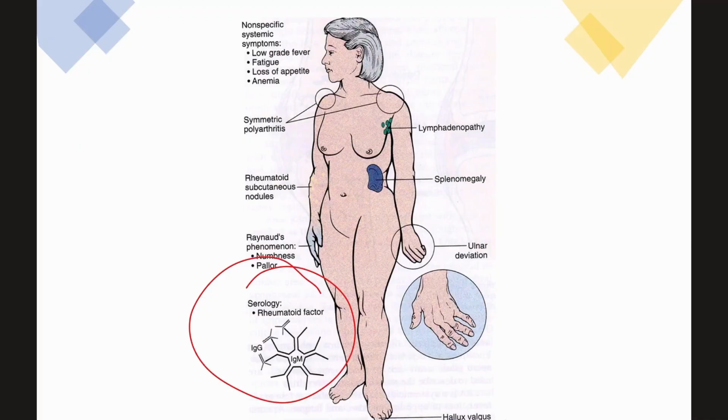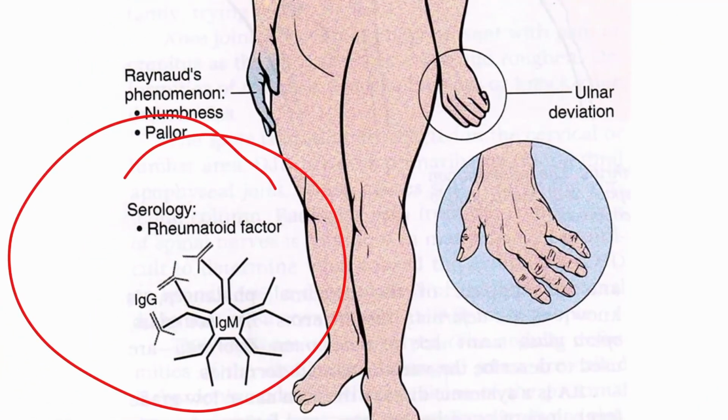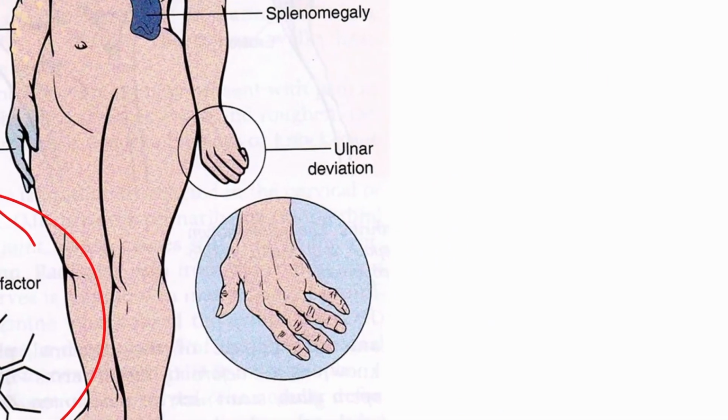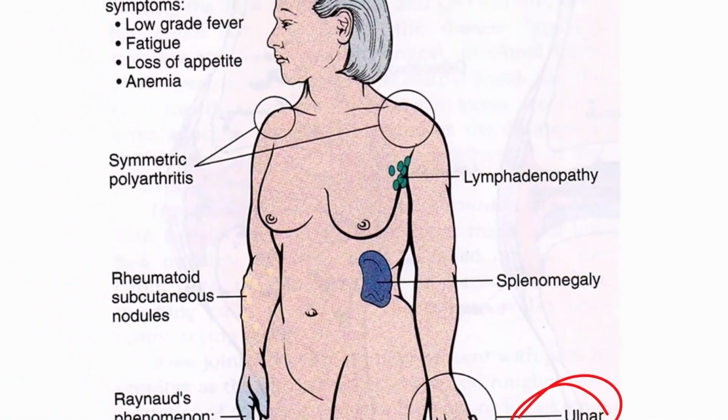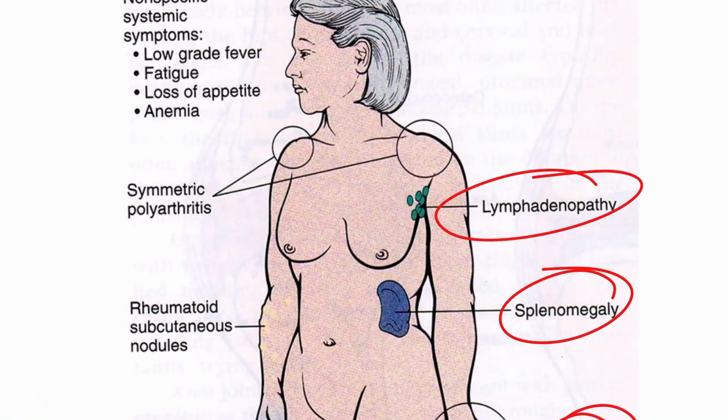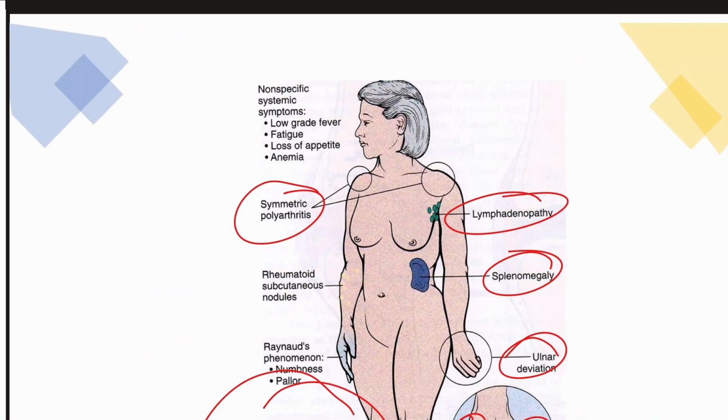Remember, serology, they're going to have this rheumatoid factor. Okay, that's that seropositive, because they have the rheumatoid factor. Ulnar deviation, the swan neck deformity, boutonniere deformity of the thumb. They can get some splenomegaly, lymphadenopathy, symmetric polyarthropathies. Polyarthritis is the big one. Symmetrical, both hands are going to be affected, both shoulders or whatever it is, but it's usually symmetrical.